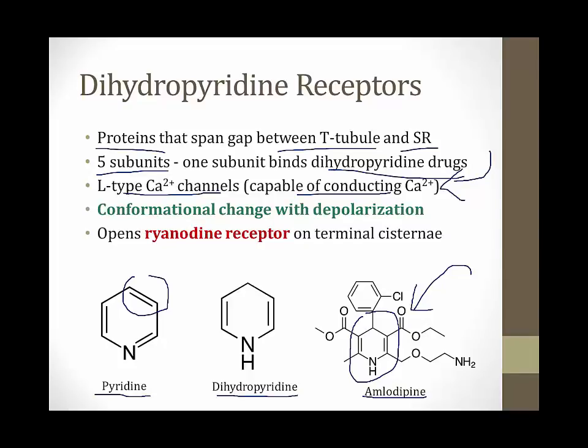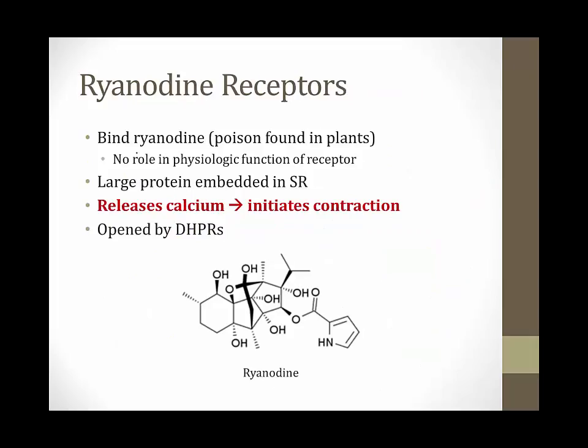Their only role in skeletal muscle contraction is to undergo a conformational change. Remember, they're proteins, and they change shape with depolarization. And when they do this, they open the ryanodine receptor found on the terminal cisternae, which is part of the sarcoplasmic reticulum, and this is their role in skeletal muscle contraction. Ryanodine receptors get their name because they bind ryanodine, which is a poison found in plants, but ryanodine has no role in the physiologic function of these receptors. This is just a confusing part of how these receptors got their name.